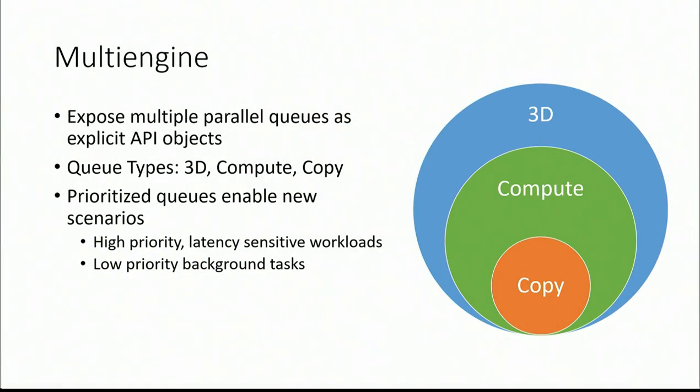Last, 3D. 3D can do everything. It matches basically what 11 was capable of. So you can see that with this tiering and the prioritization of the queues, we actually enable a lot of scenarios people have been talking about for a while. You can do low-priority background tasks or high-priority latency-sensitive workloads.